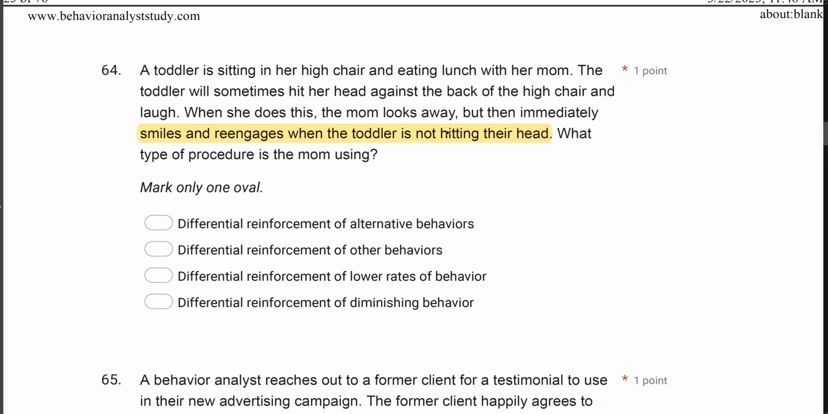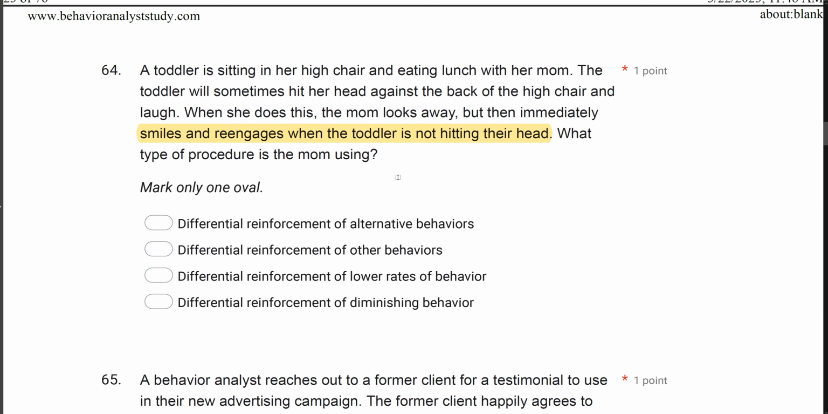And we're not specifying any other behavior that we're trying to increase. This is simply a decrease, right? A decrease of a behavior. And what differential reinforcement procedure focuses on the absence of a behavior? That's the question you need to ask yourself. So A, differential reinforcement of alternative behaviors.